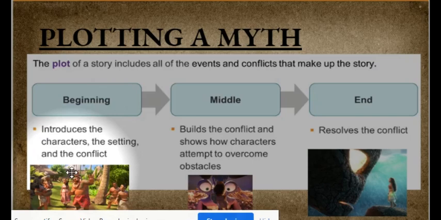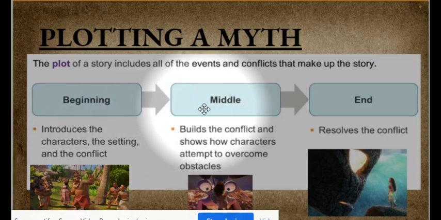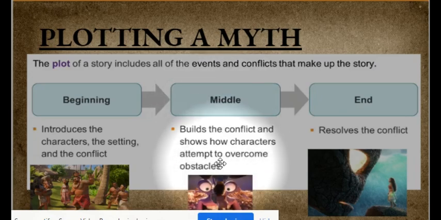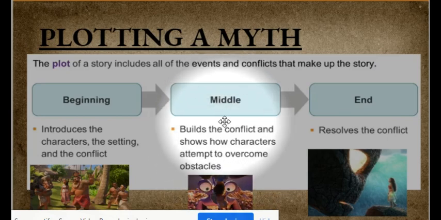So in Moana, that's where we get introduced to who Moana is, see her island, and learn about the conflict, the fact that Moana wants to leave her island and explore, but she can't. She's kind of bound there by tradition. The middle of the story is where the conflict builds and shows how the characters attempt to overcome obstacles. So in Moana, you see she sails and she meets Maui. They face off against that giant crab. She ends up losing Maui, etc. That's the middle of the story.